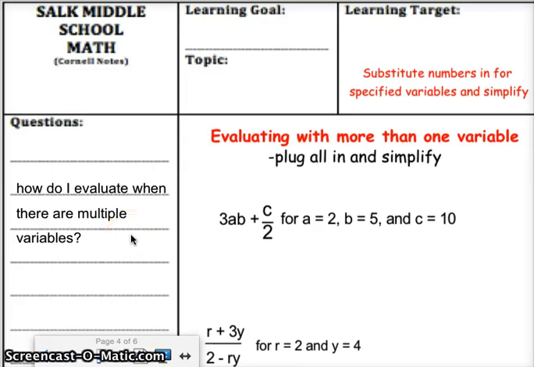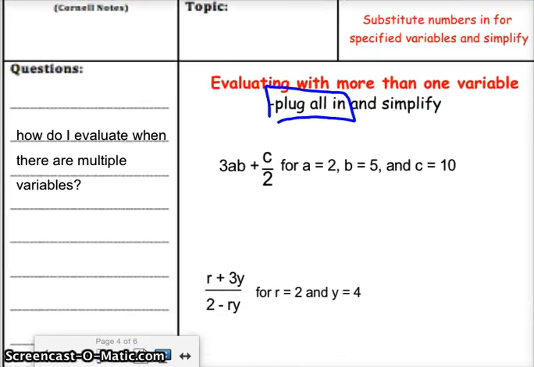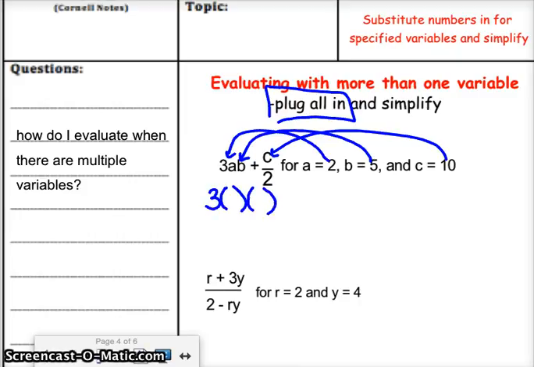Okay, now we're going to extend it to when there's more than one variable. Same strategy, you're just going to plug them all in and simplify. So, first expression, 3ab, that means multiply, 3 times a times b, plus c divided by 2. For a equals 2, b equals 5, and c equals 10. So that just means I'm going to go 3 times a times b plus whatever c is divided by 2. C is 10, a is 2 and b is 5.